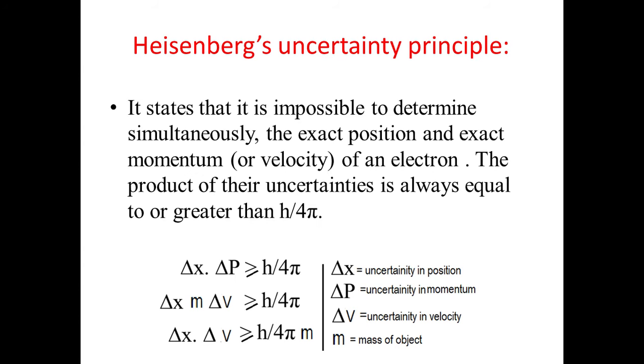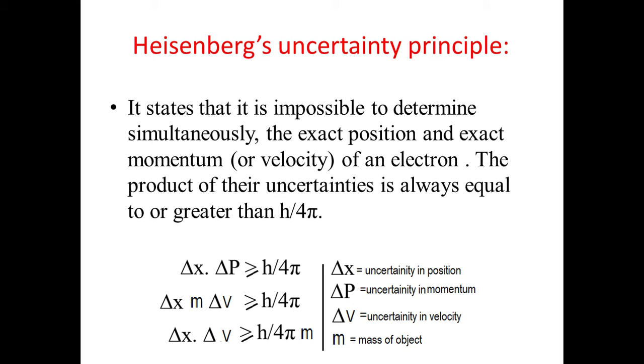Today we talk about the special topic, that is the Heisenberg uncertainty principle. According to this principle, there is always an uncertainty regarding the position and momentum of a microscopic particle such as an electron, that can be explained mathematically by the following equations.